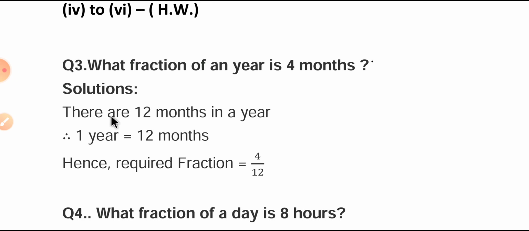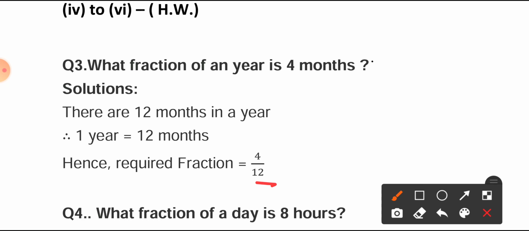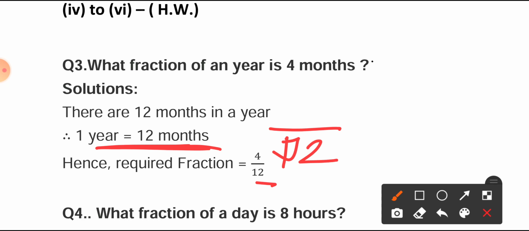So first of all, we'll see there are 12 months in a year, or we can say that 1 year is equal to how many months? 12 months. So the required fraction will be, as we already saw in the first question, in the denominator we write the total parts. So total parts means how many total months are there? 12 months. Out of this, how many months are given? 4. So the fraction will be 4 upon 12.